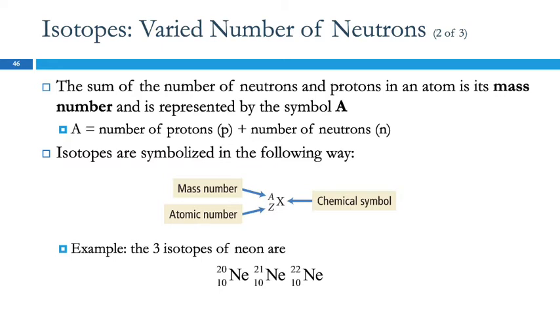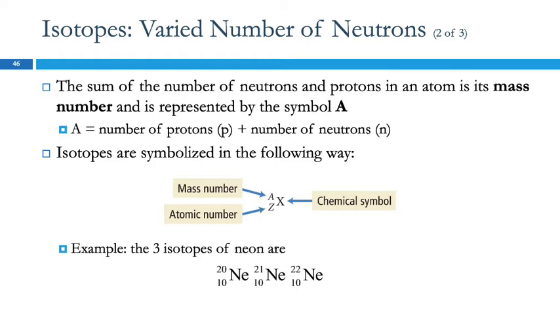So the mass number, which has the symbol A, is the number of protons plus the number of neutrons. So these are the particles that have mass, approximately 1 atomic mass unit, right? So if you take the number of protons and the number of neutrons in the nucleus, that gives you the mass number, the approximate mass of the isotope.